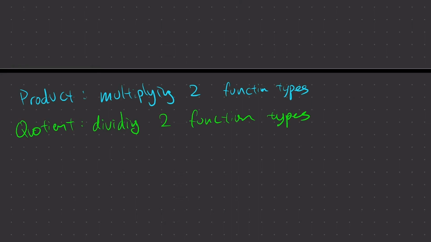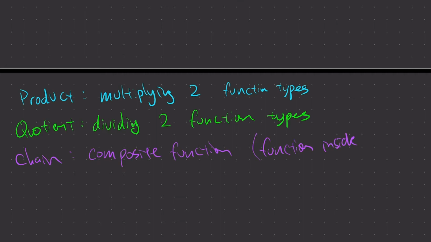And then chain rule, okay? So chain rule is when you have a composite function, okay? How I like to think about this is when you have a function inside a function, okay? So it's not multiplication or anything like that.